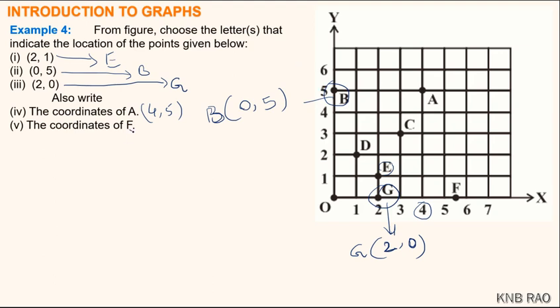And for F, where is F? F is here, and you could see it is lying on the x axis and definitely the y coordinate is 0, and the x coordinate is in between 5 and 6. I can say 5.5, so 5.5 comma 0 will be the coordinates of point F.